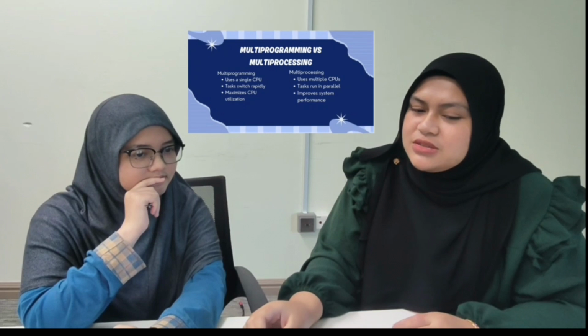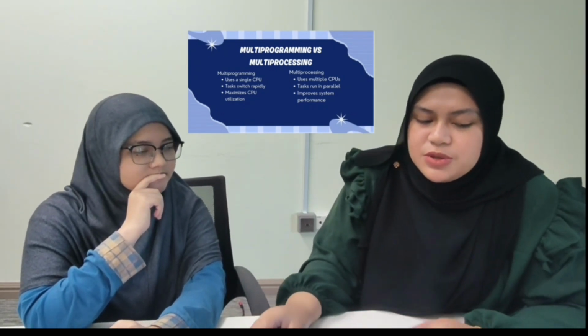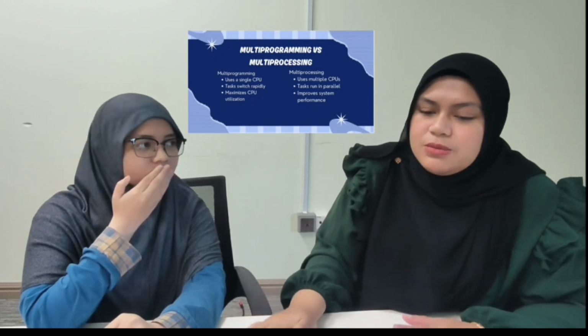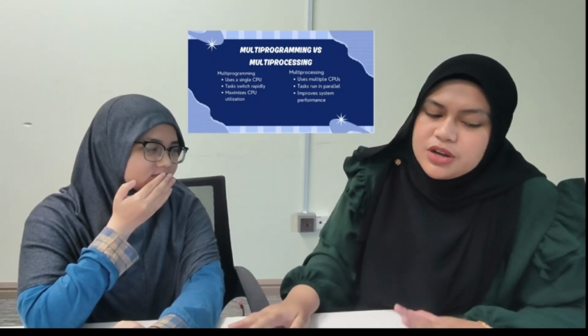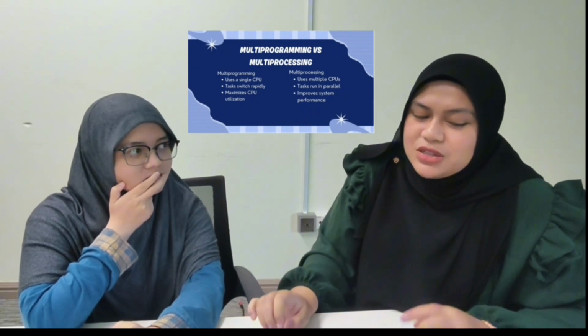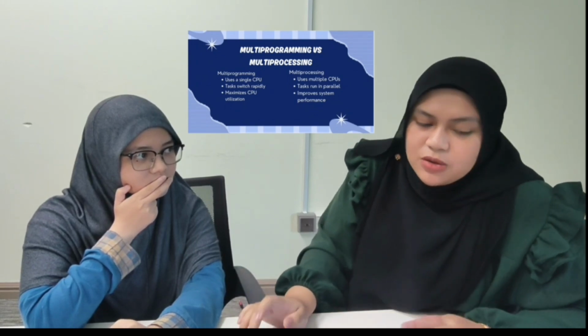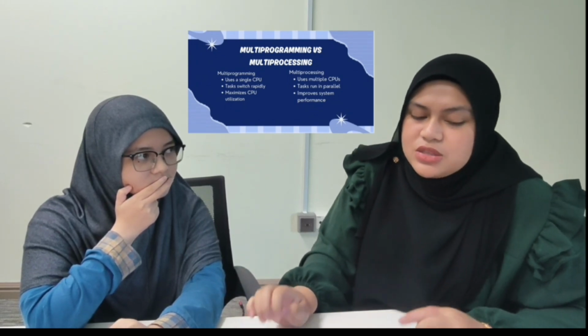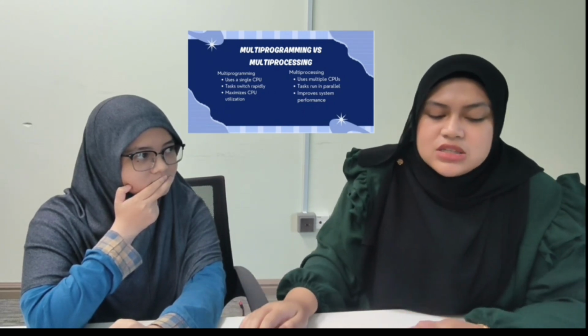Okay, do you understand so far? Yes. Okay, we move on to multiprogramming versus multiprocessing. Multiprogramming only uses one CPU, while multiprocessing uses multiple CPUs. From another aspect, multiprogramming executes tasks by rapid switching, compared to multiprocessing, which executes tasks in parallel. The main goal of multiprogramming is to maximize CPU utilization, but for multiprocessing it is to increase system performance.